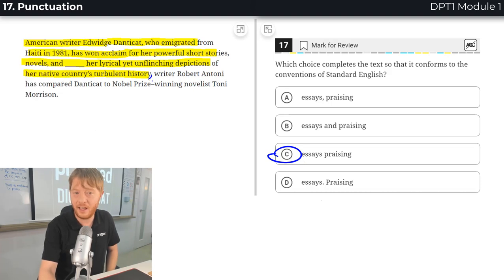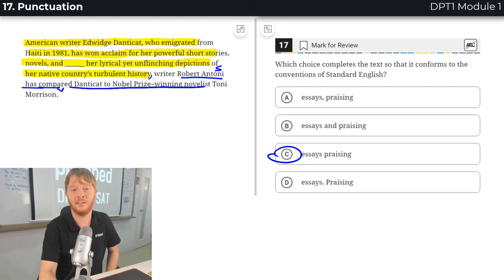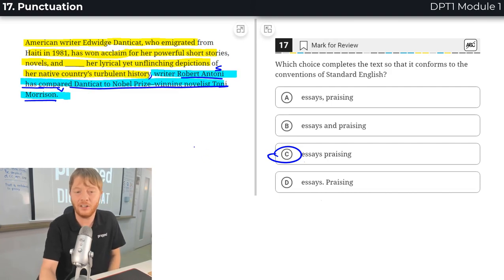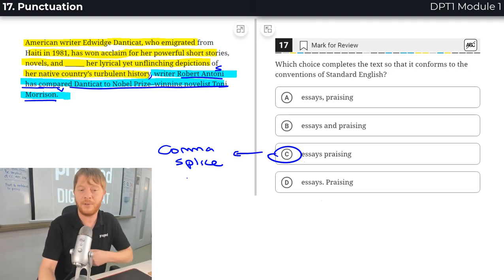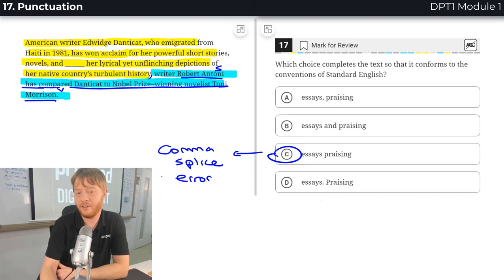And if I did read to the end, I would see that I missed the subject. Writer Robert Antoni, subject. Has compared, verb, Danticat to Nobel Prize winning novelist Toni Morrison, which is another full sentence. So I have two full sentences. So if I just pick C, I have made an error called a comma splice error, which you might have heard before. Your English teachers have maybe used that word before. But just in case you haven't heard it, comma splice error means comma joining error. To splice means to join.